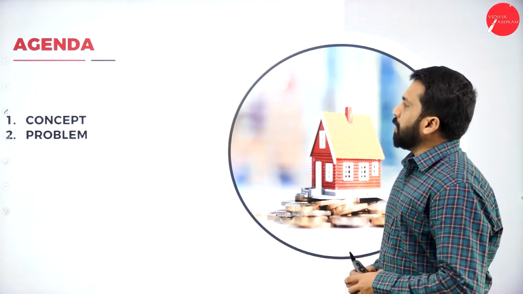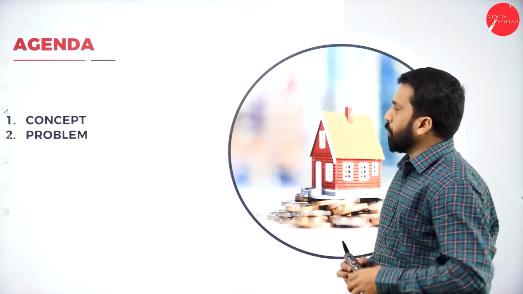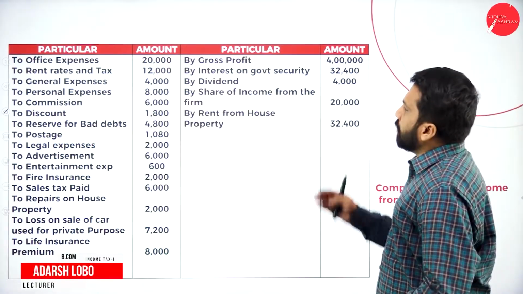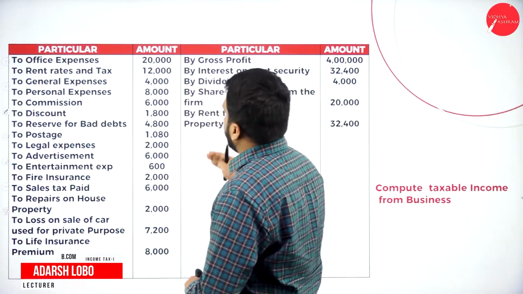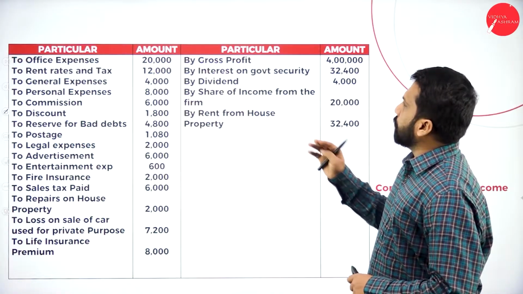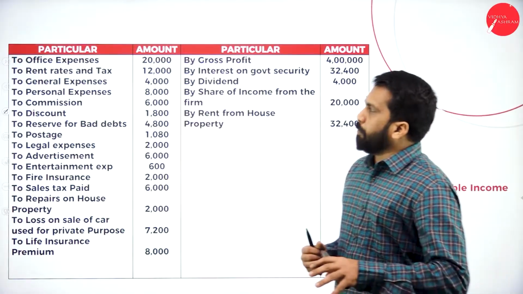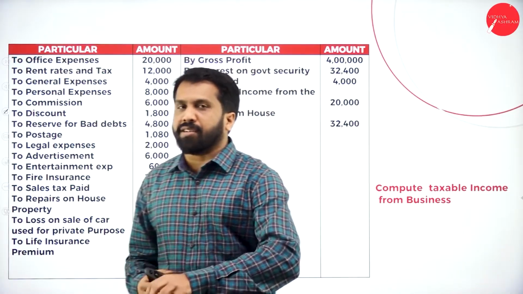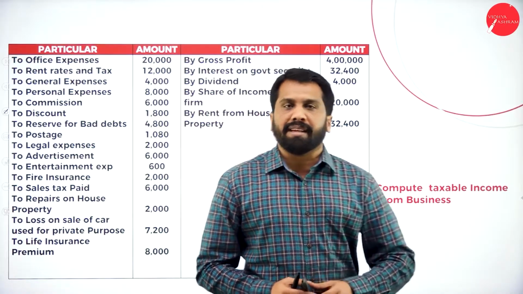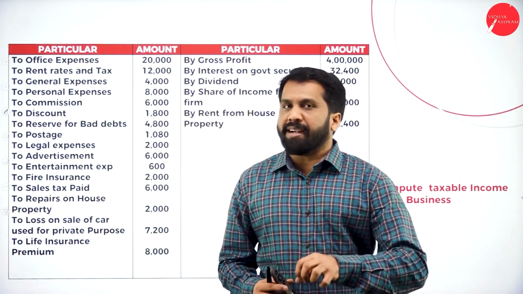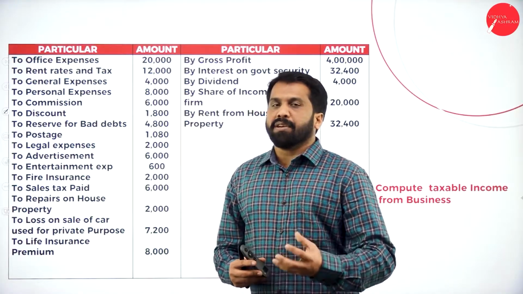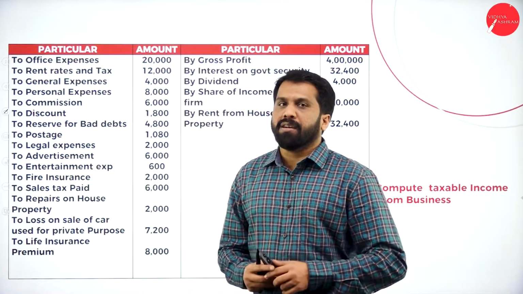Your agenda is very simple. We have concept as well as problems. So, these are the expenses we have and these are the incomes we have, like particular amounts. In this, few expenses are related to business and few expenses are not related to business. We have to identify those expenses which are not related to business, because that is the main thing we need for your answer.